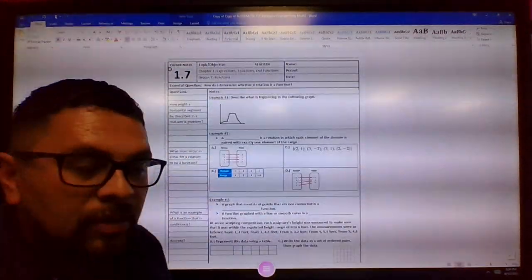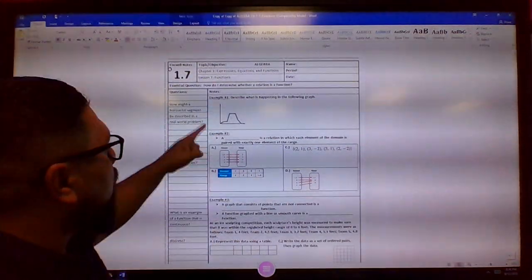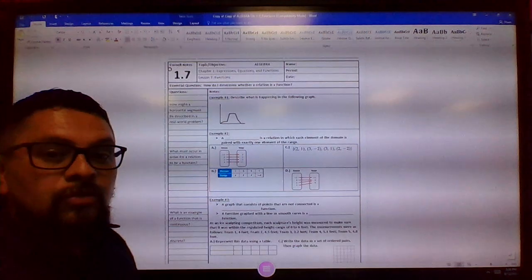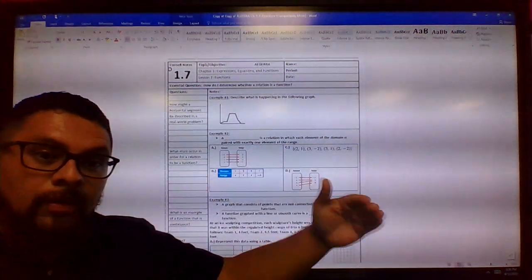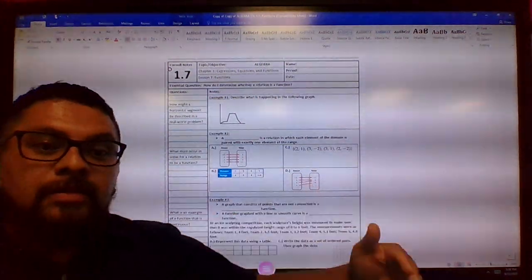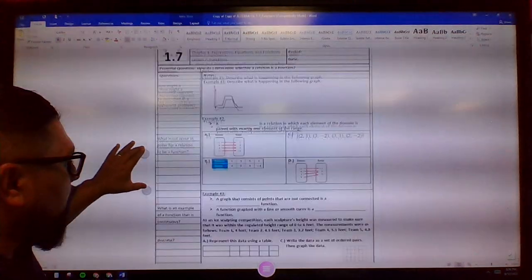Garcia. So we're continuing our lesson 1.7. We are on functions. We already did example 1 and example 2. We've been talking about functions, one input, one output, whether it's a function or a relation. We're going to go ahead and continue on to example number 3.